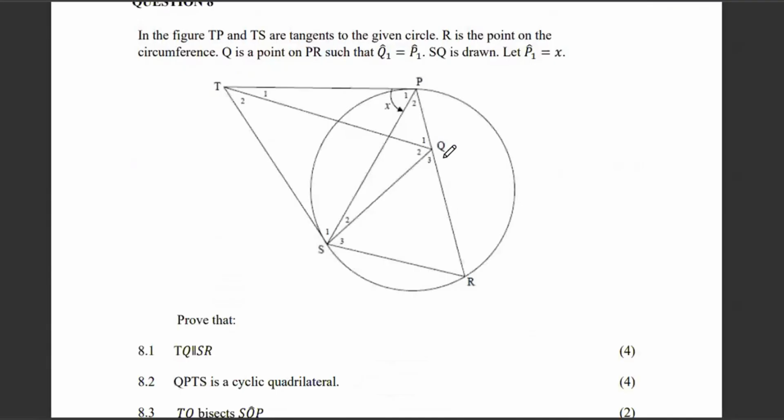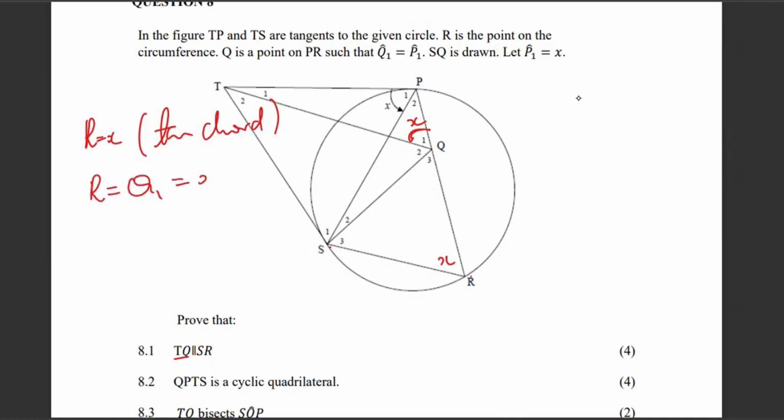Then question number 8. In the figure, TP and TS are tangents, and R is a point on the circumference. Then Q1 is the same as P1, and this is also X. Can we prove that TQ is parallel to SR? If this is a tangent, then our R is going to be X, by the tan chord theorem. Since that is X, R is the same as Q1, which is X. Therefore TQ is parallel to SR, by the converse of corresponding angles.